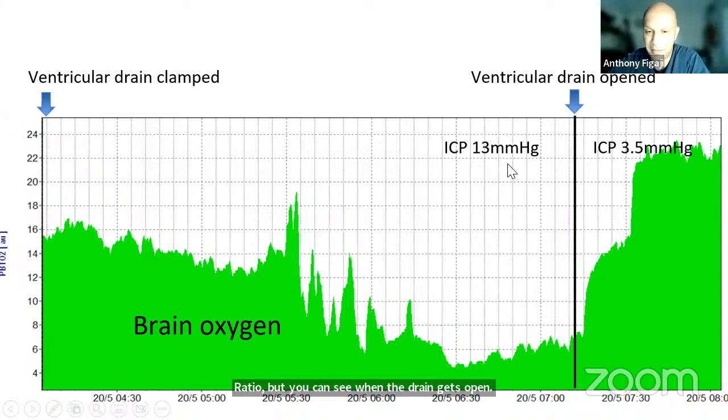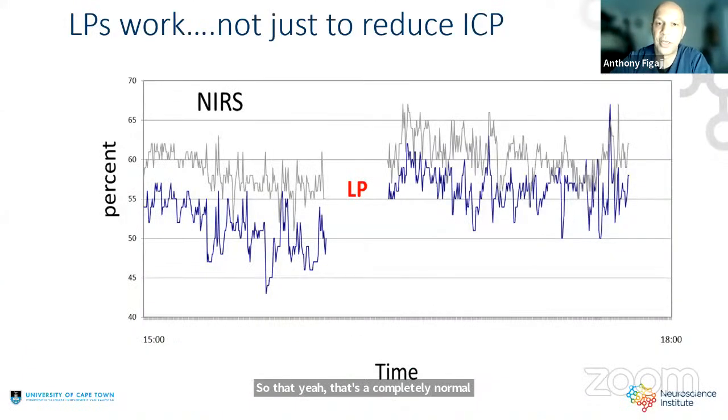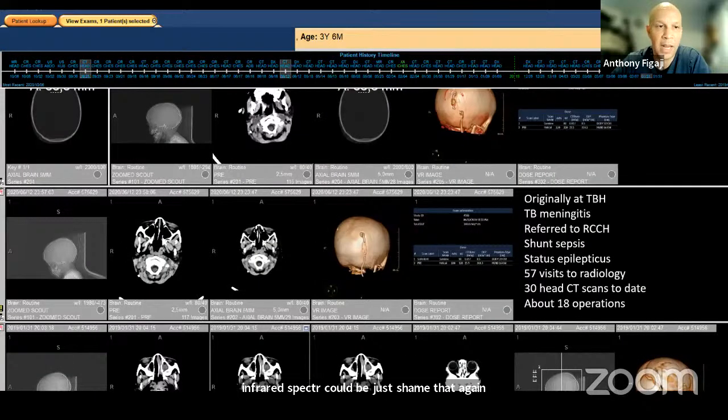So that's a completely normal pressure, but in a patient with TB meningitis it is a major problem. Just an example of a lumbar puncture, changing the near-infrared spectroscopy, just showing that, again, that pressure reduction works. And this is an example of one of our patients with TB meningitis who we ended up putting a shunt in.